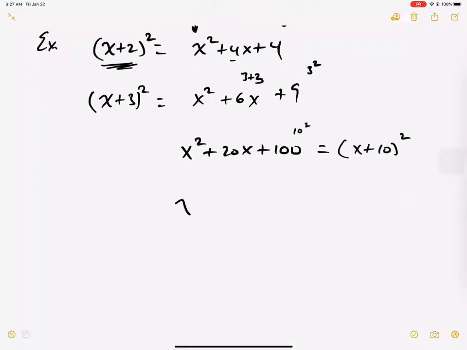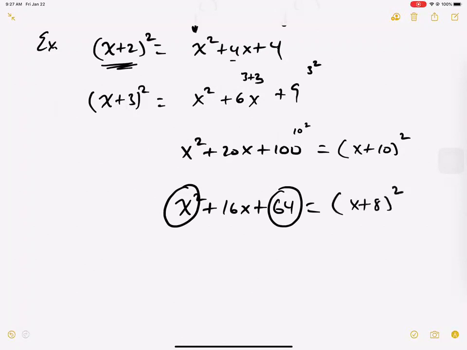Let's give you guys another one. X squared plus 16x plus 8. So not 8, I'm sorry. I was thinking the answer in my head. 64. We're square in the front, square in the back. Is 8 plus 8 16? It is. So this works specifically when it's a perfect square in the front and the back.